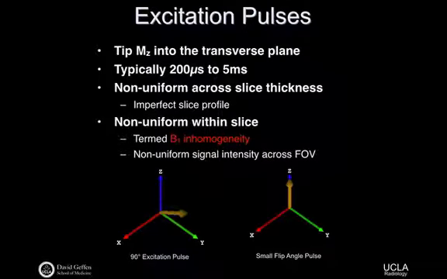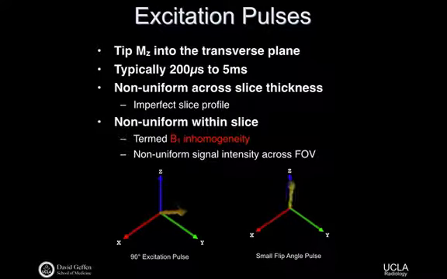So here's an example. We've probably seen this a few times at this point. This would just be a 90-degree excitation pulse, right? What's the phase of this RF pulse? Zero, right? So the flip angle is 90 degrees, but the phase is zero, my thumb pointing along x by 90. And then we have a small flip angle pulse on the right-hand side there.